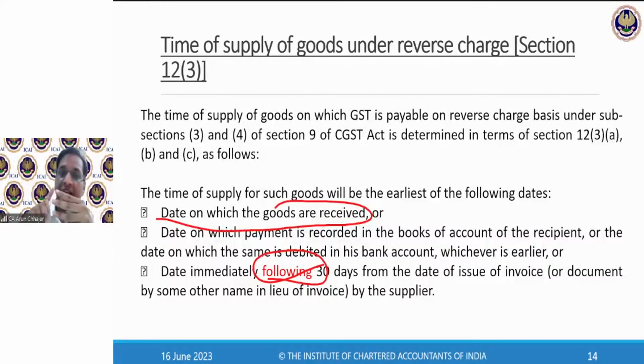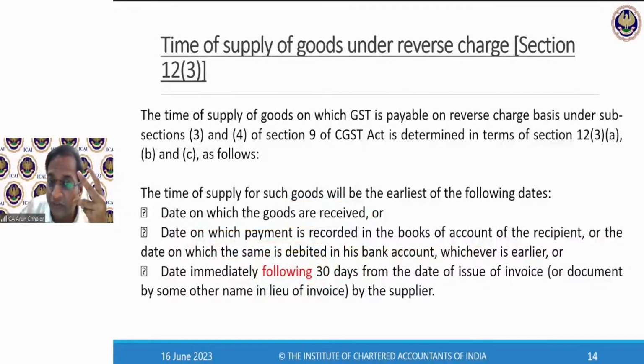The first date is the date on which the recipient received the goods. Second, the date on which the payment is recorded in the books or the payment is debited, whichever is earlier. Please confirm: in the last case, we were discussing the date on which the amount is credited, and here we are talking about debited. Give me the reason why we are not saying credited here, rather we are saying debited. Can anybody give me the reason?